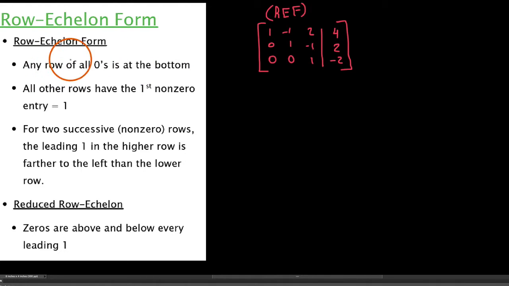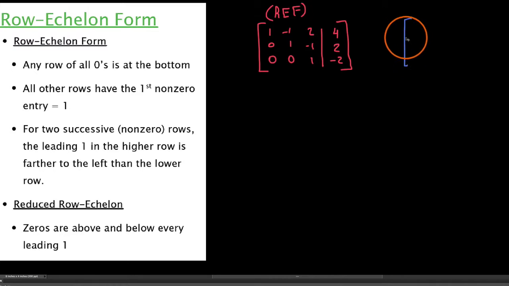So notice this, it says if you're in row echelon form, you have this stair-step pattern here with ones as leading coefficients. So any row of all zeros is at the bottom. We don't have a row of all zeros here, but it would have to be at the bottom if it's in row echelon form. And then all of the rows have the first non-zero entry equal to 1. Lastly, for two successive non-zero rows, the leading one in the higher row is farther to the left than the leading one in the lower row.